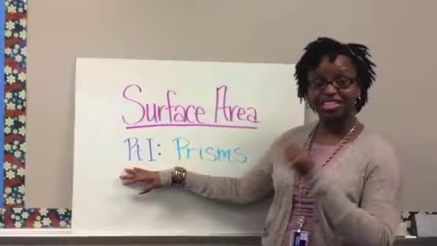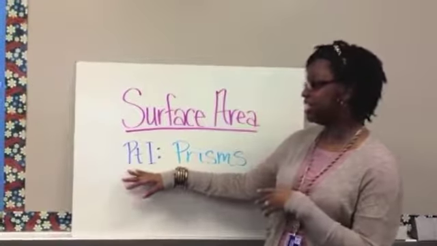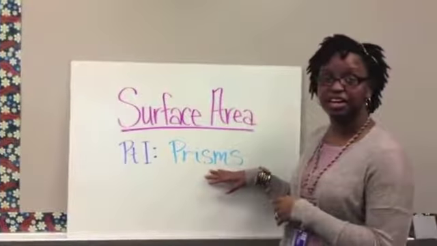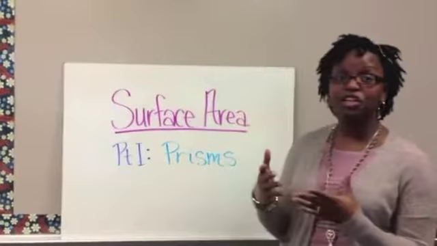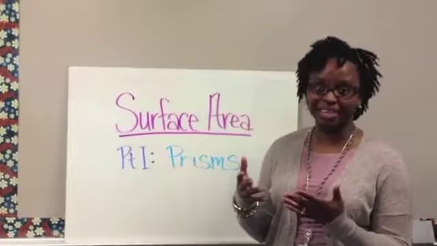We are on part 1. This is going to be a 3-part series. Part 1 is going to be surface area of prisms. So hopefully you remember what a prism is, okay?